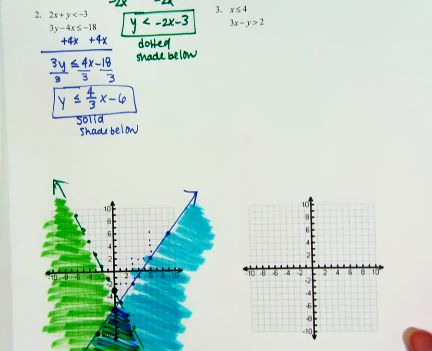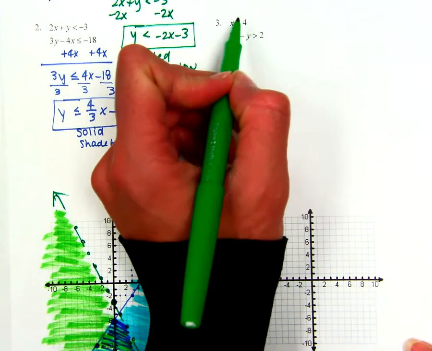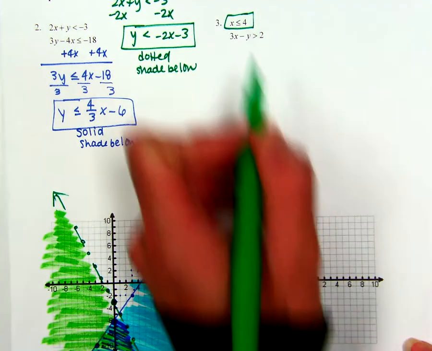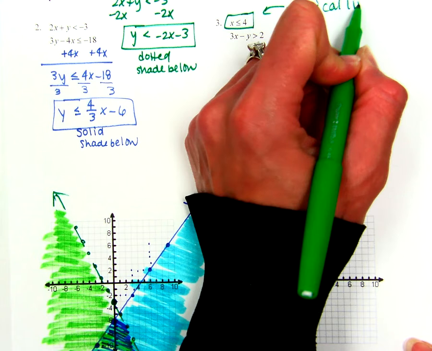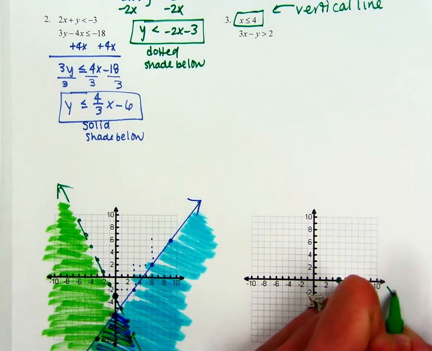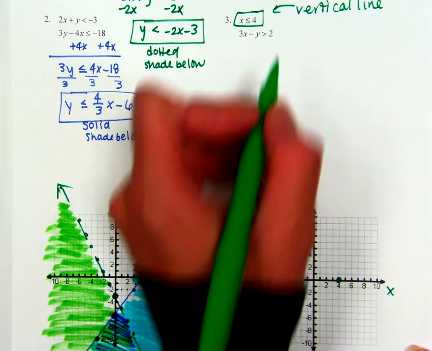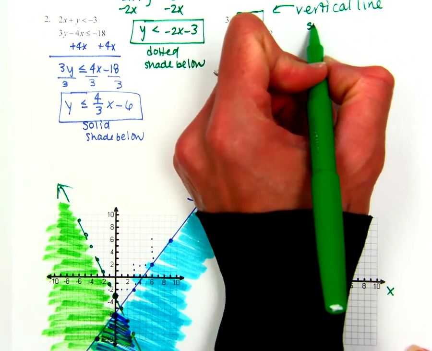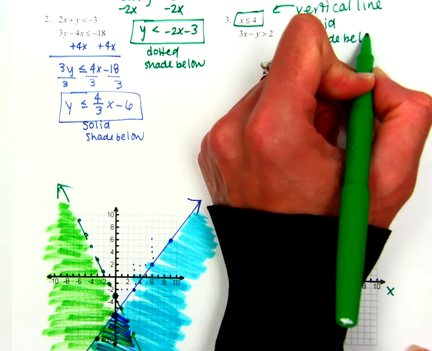All right, last problem. We've got x is less than or equal to 4. Well, there's no y, so this is it. Now, this is a special case. This is a vertical line. So when I draw it, I go to 4 on the x-axis. Don't forget which one is x and y. I need a vertical line. I need to decide is it dotted or solid. Well, it's less than or equal to, so that's a solid line, and I would shade below.